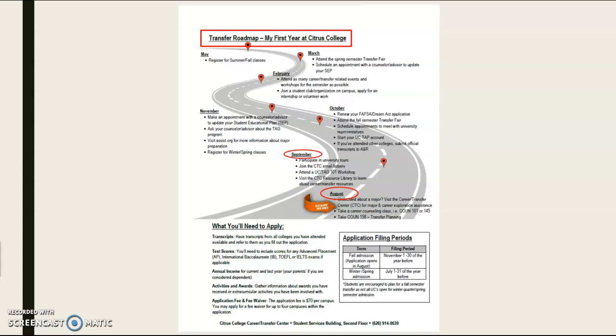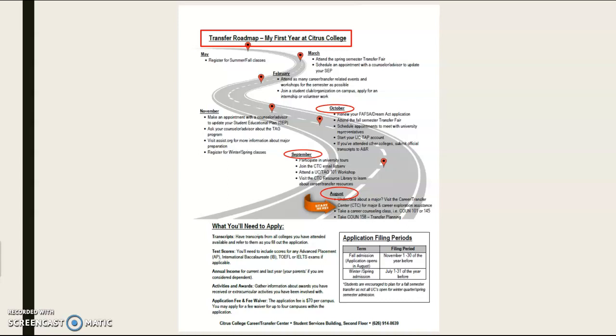There's a Career Transfer Center listserv. There's a Career Transfer Center Canvas shell. There are workshops that are happening. So, things to consider doing in the month of September. In October, renewing your FAFSA. There's a college fair that happens in October. You can meet with university representatives.